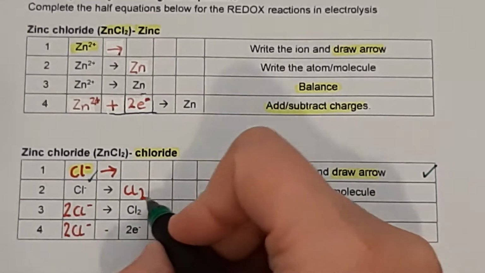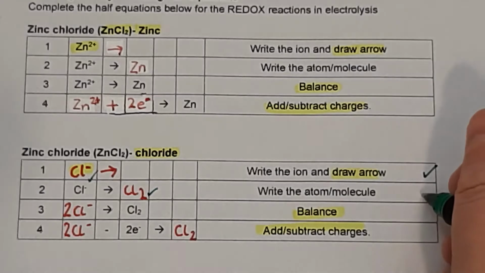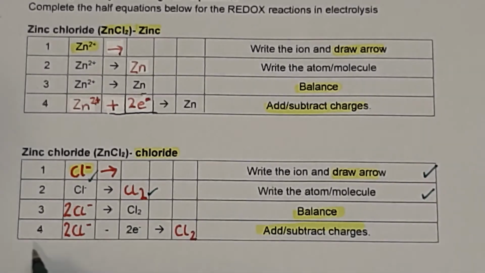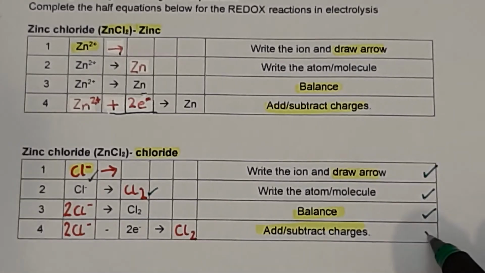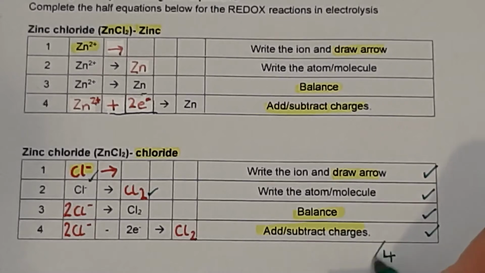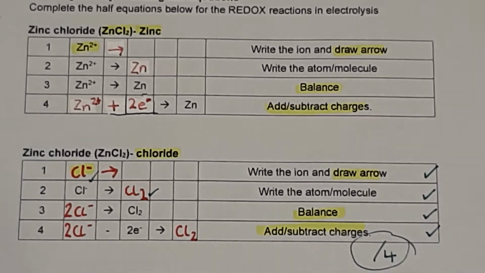Write the atom or molecule. Well, there it is, Cl2, so you can have a mark for that line. Balance it. Well, it's 2 lots of Cl-, because Cl2 is diatomic, so you have another mark for this line. And lastly, add or subtract the charges. Well, you've got 2 Cl-, take away 2 electrons, gives us Cl2, so you can have a mark for this line as well. So give yourself a mark out of 4, please.